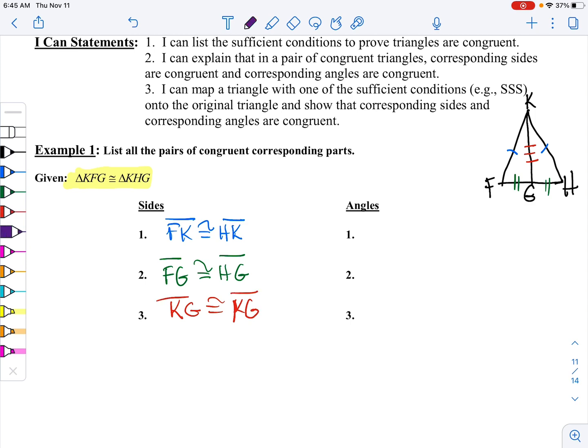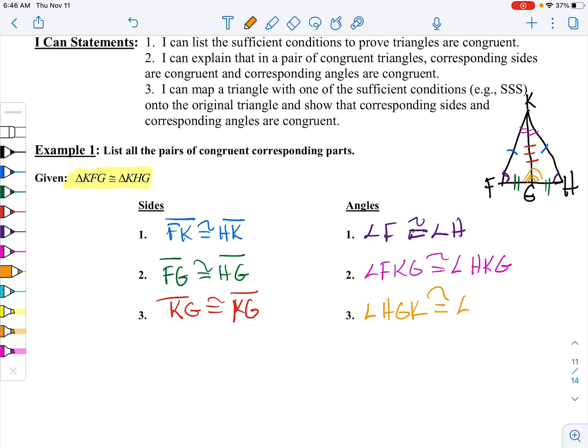Okay, the same is going to be true for the angles. So all the angles are going to be congruent. So I know angle F and angle H are congruent because they're corresponding. And then I know that this one and this one are congruent. So that's angle FKG is congruent to angle HKG. And then finally, this one down here has to be congruent because it's a corresponding part. So we have angle HGK is congruent to angle FGK.